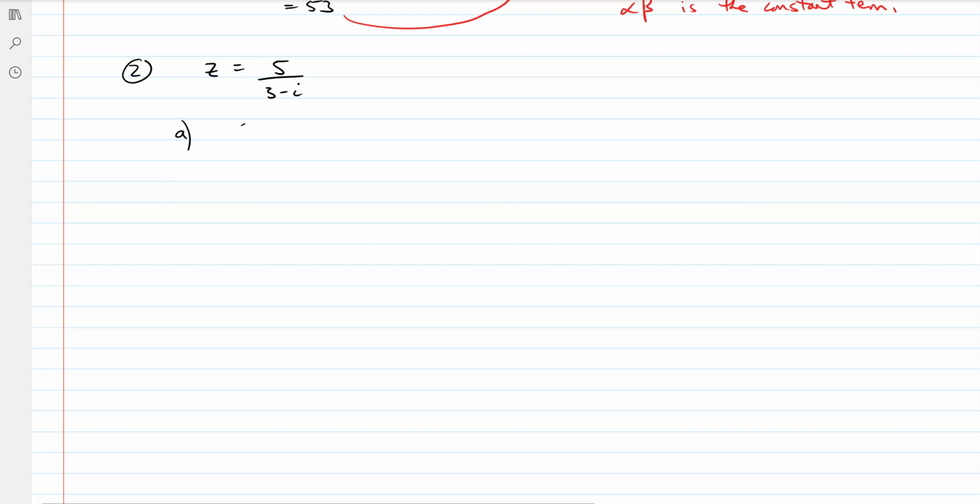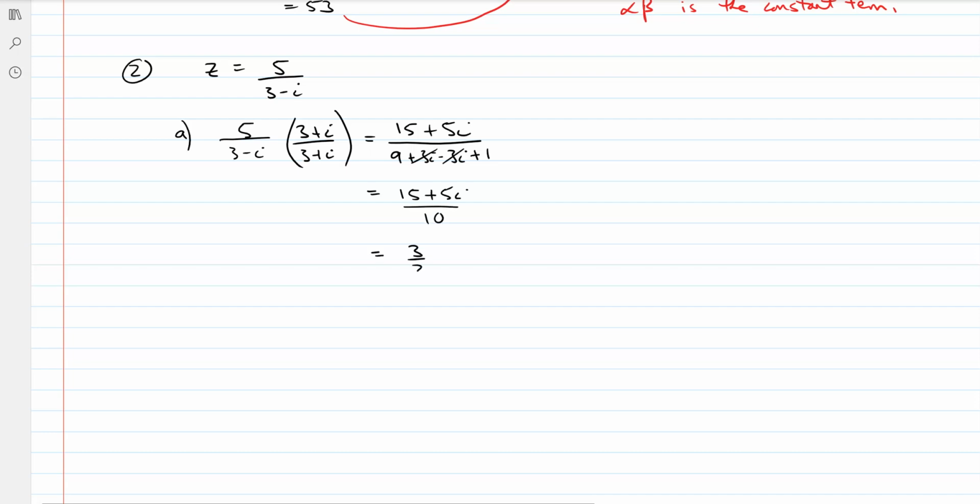So the first thing we're going to do is take this times top and bottom by the conjugate of the denominator. 5 3s are 15, 5 times i, 5i. We're going to get 9, plus 3i, minus 3i, and then minus i squared is plus 1. So simplify the bottom. Again, we know we're going to get this to cancel. We get over 10. 5 is common, so we're going to get 3 over 2 and a half i if we just split it at the same time. So a is 3 over 2 and b is a half.